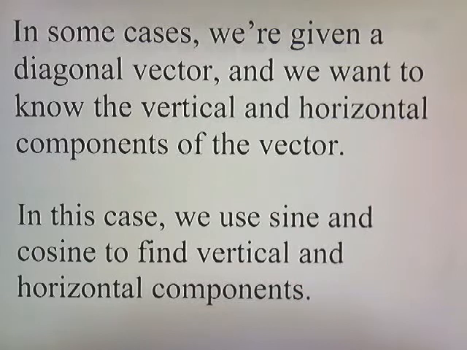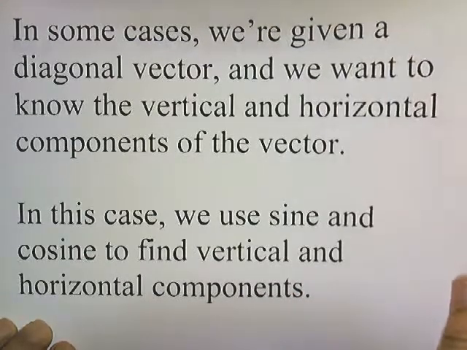Now, in some cases, we're given a diagonal vector and we want to know the vertical and horizontal components of the vector. In this case, we use sine and cosine to find the vertical and horizontal components. A cow wanders 80 meters, 25 degrees north of west. How far north has it traveled and how far west has it traveled?